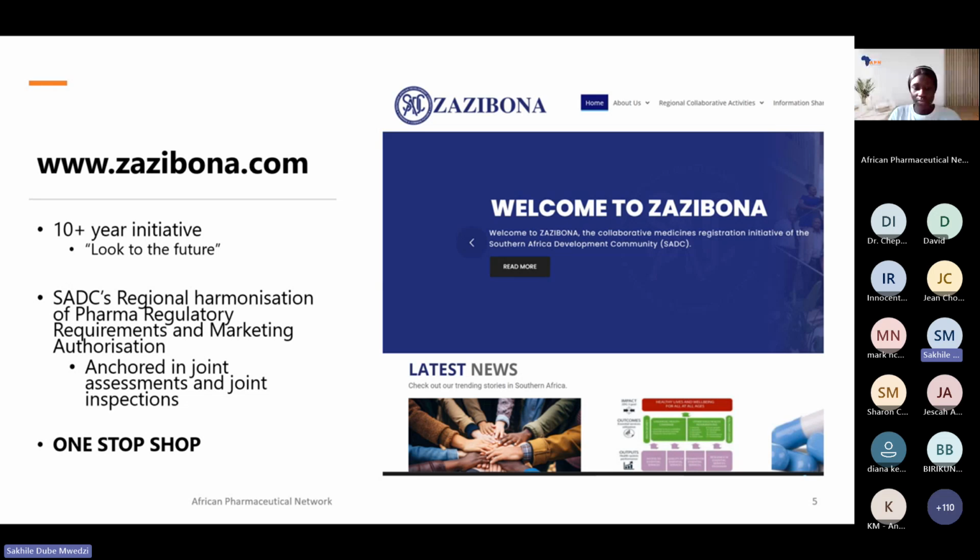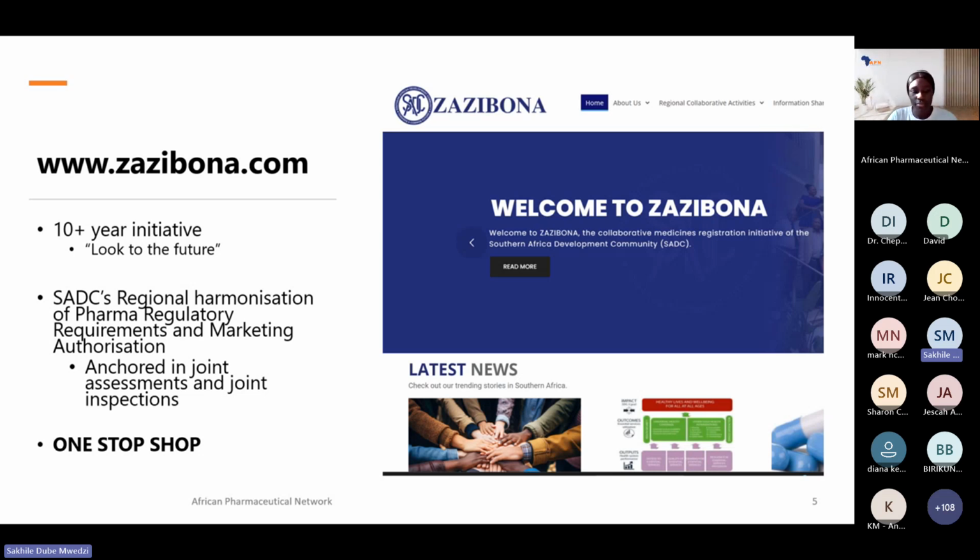And the name ZAZIBONA itself comes from a Zambian language, Zambia being one of our member states, which means look to the future. In a South African language, it also means having foresight or looking ahead. That is where the name ZAZIBONA came from. At the same time, it's also a derivative of the four founding countries that set up ZAZIBONA: ZA being Zambia, Z being Zimbabwe, BO being Botswana, and NA being Namibia.